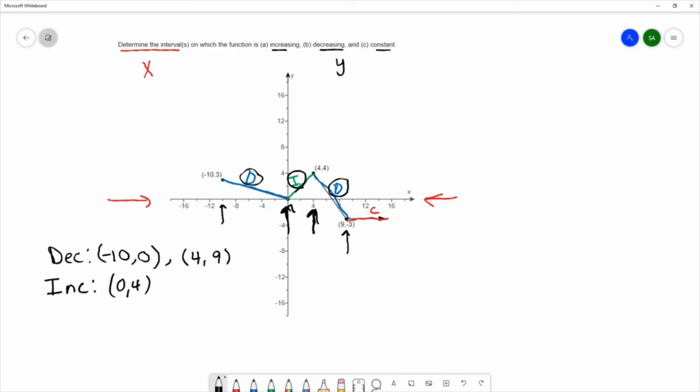So then we have an interval of constant, and that interval of constant will start at this x value of 9. And because of the arrow, it continues on forever in this direction to infinity.